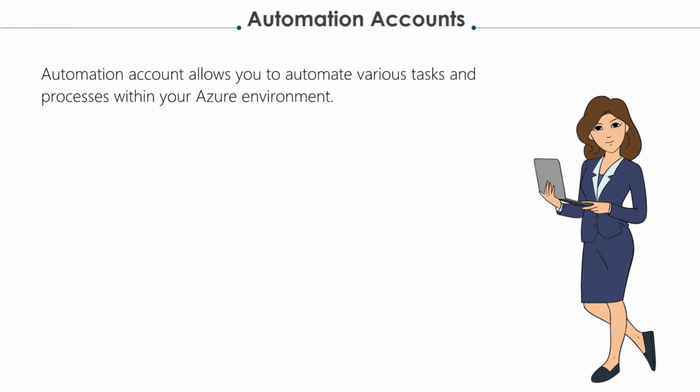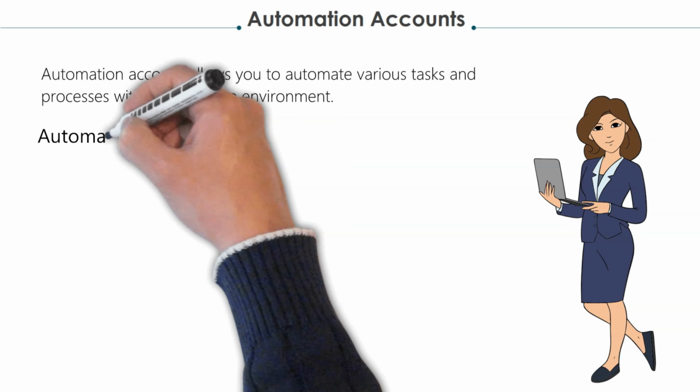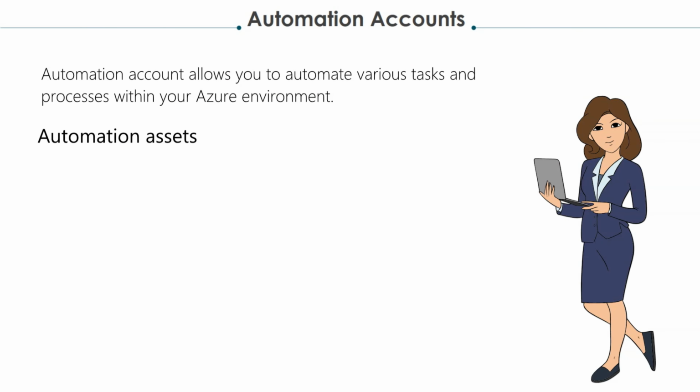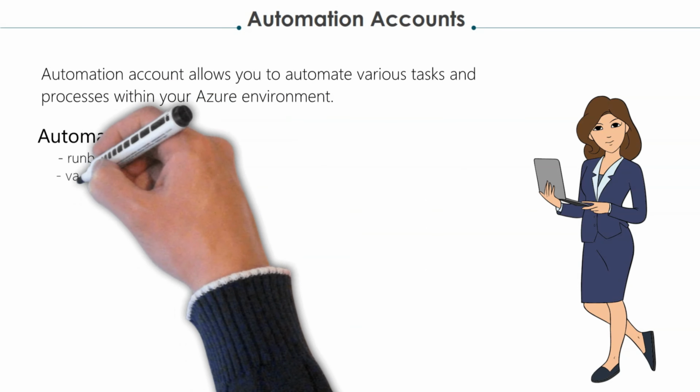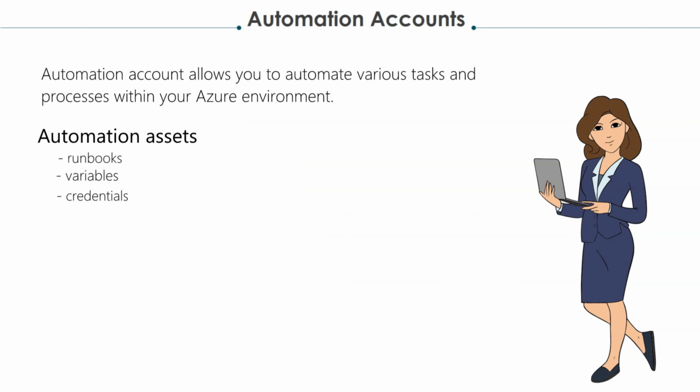Azure Automation Account is a service provided by Microsoft Azure that allows you to automate various tasks and processes within your Azure environment. It can be thought of as a central hub for all your automation tasks, providing a single location to create, manage, and execute automation scripts and workflow. Within an automation account, you can create various types of automation assets including runbooks, variables, and credentials.